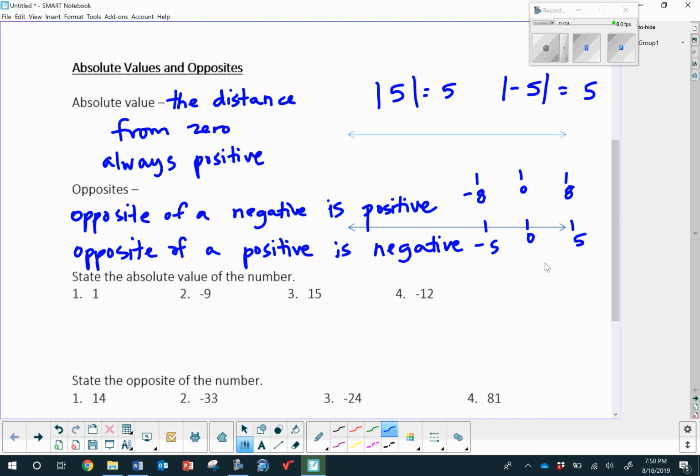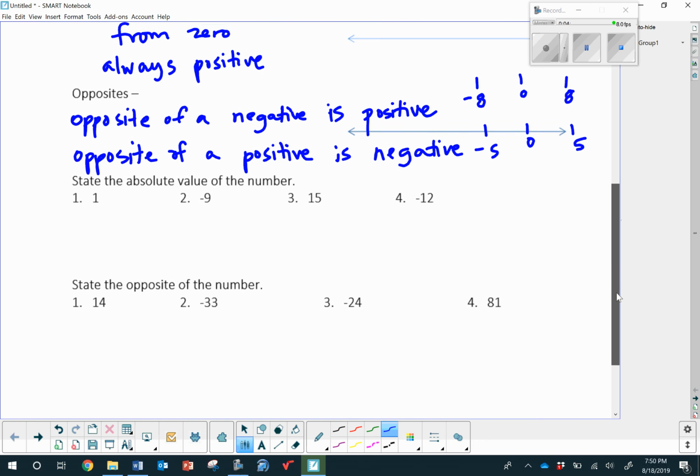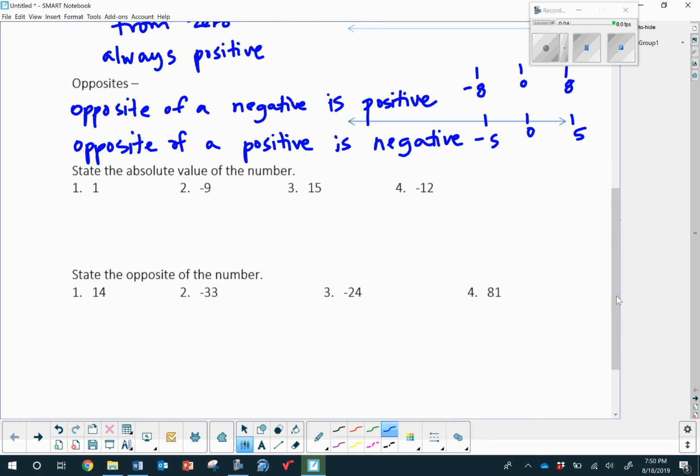All right, so I'm going to look down here and state the absolute value of these numbers. And technically, we should have the absolute value sign on there, so I'm going to go ahead and add it for you. So the absolute value of 1 is 1. The absolute value of -9 is 9. The absolute value of 15 is 15. The absolute value of -12 is 12.